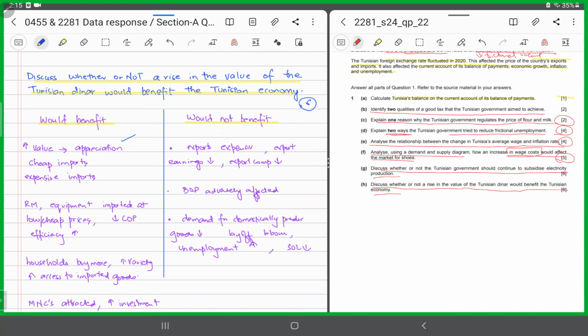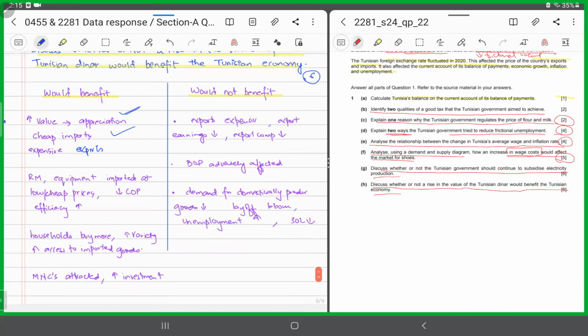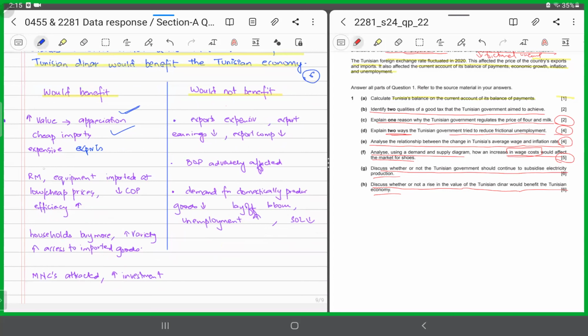So this means what? This means that the imports would get cheaper and the exports would get expensive. All right. So this means that when the imports are getting cheap, the firms might be able to procure raw material at a cheaper rate, or machinery that was previously expensive, the equipment that was previously expensive, now at low prices. So its cost of production would then fall and efficiency would then rise.